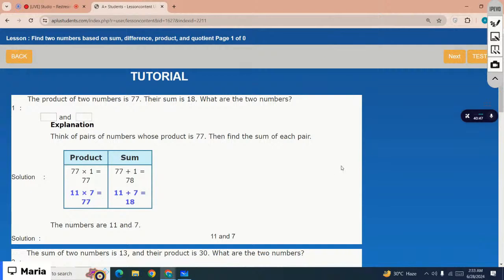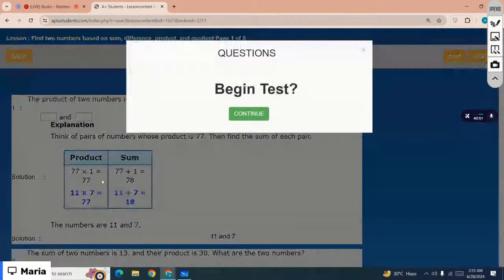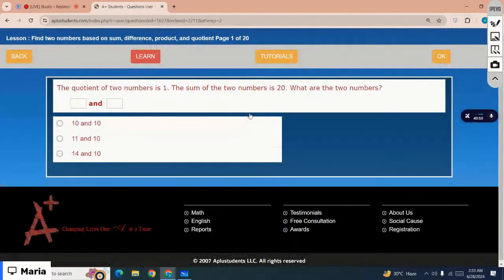Let's just start with the test questions, right? We are working on grade 3 math. The chapter we are working on is logical reasoning. And right now we are on the lesson: find two numbers based on some difference, product and quotient.